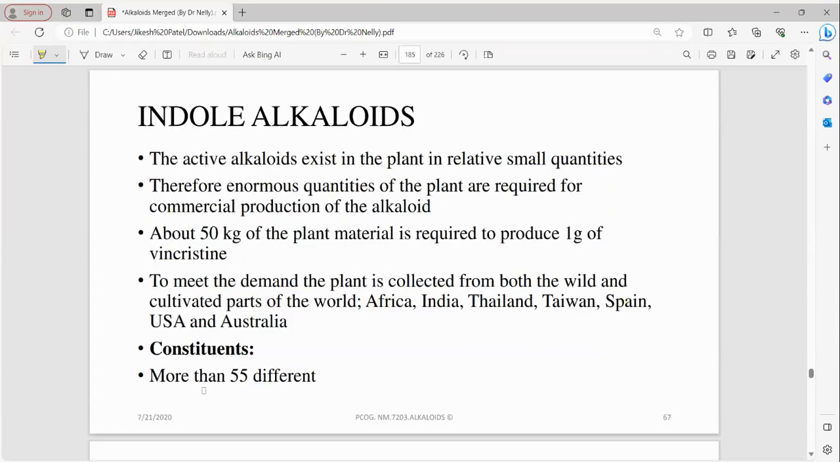We see that the active alkaloids exist in very small quantities. For example, in 50 kg of the plant, you get a really small yield of vincristine. This is general when we are talking about extraction of drugs or oil from plants. You'll use a lot of plant material, but the yield is usually so little. So that's general. Next slide.